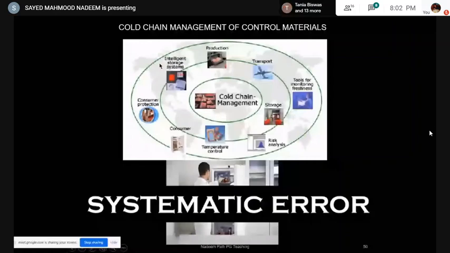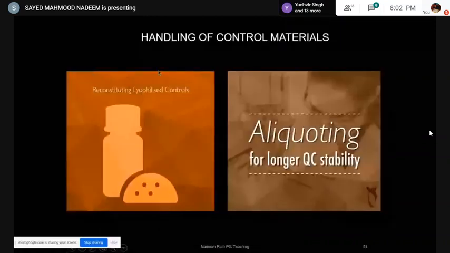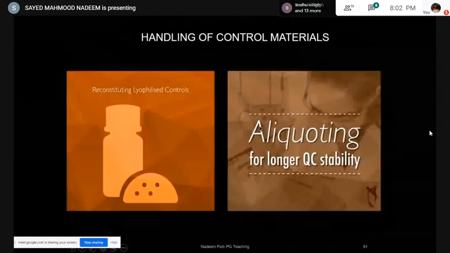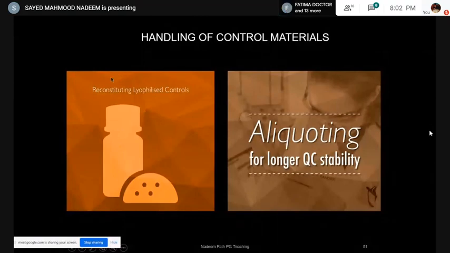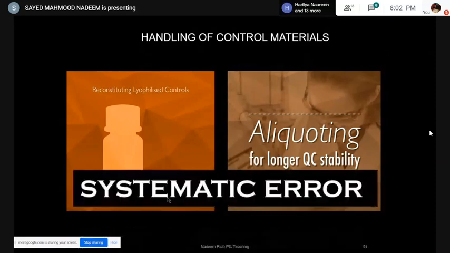The next is if you are reconstituting lyophilized control or liquid stable controls which you are trying to aliquot, you have to understand how properly you are reconstituting, what is the nature of water you are using, and what is the calibration of the pipette with which you are reconstituting. The handling of control material is very essential. If you don't do this, it's bound to have systematic error.